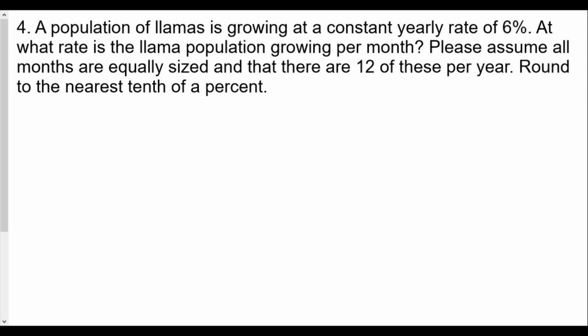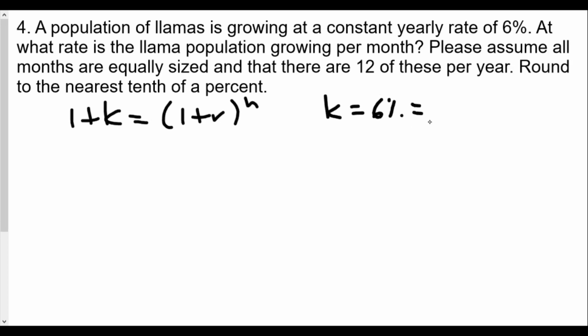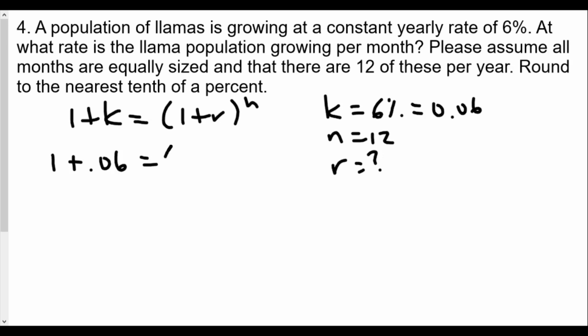We had mentioned before that we're using the formula 1 plus k is equal to 1 plus r raised to the n power. And in this situation, the annual rate will be the k value, which is going to be 6%. It's the same as 0.06. The n value will be 12 because there are 12 months in the year, and our r value is what we're looking for. So when we set this up, we have in this case 1 plus 0.06 equals 1 plus r raised to the 12th power.